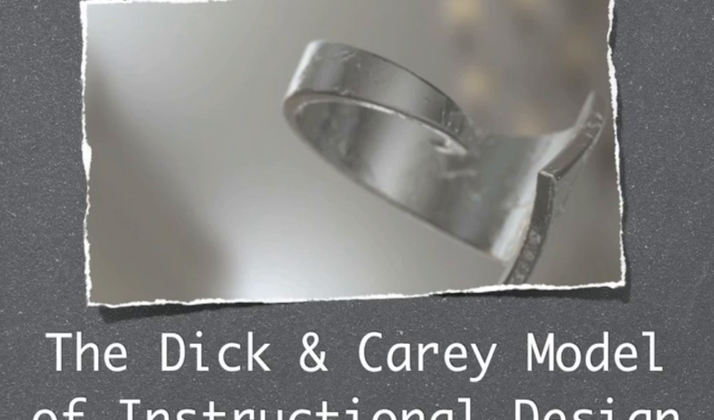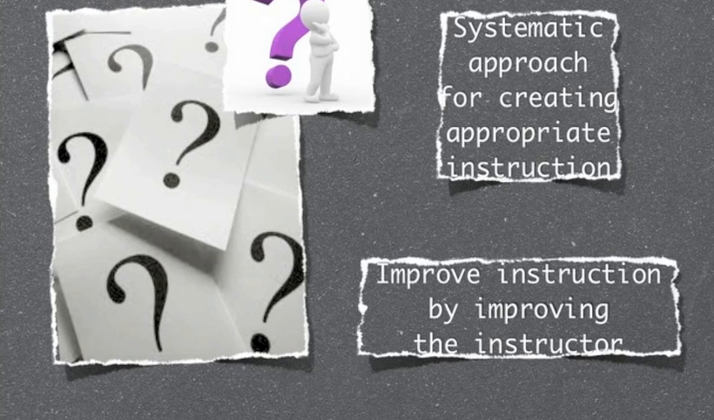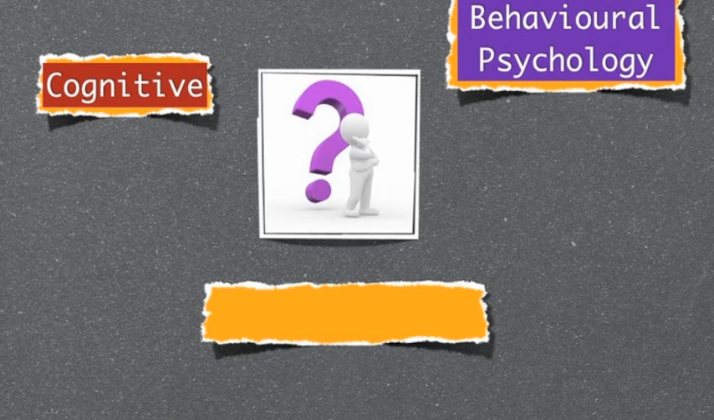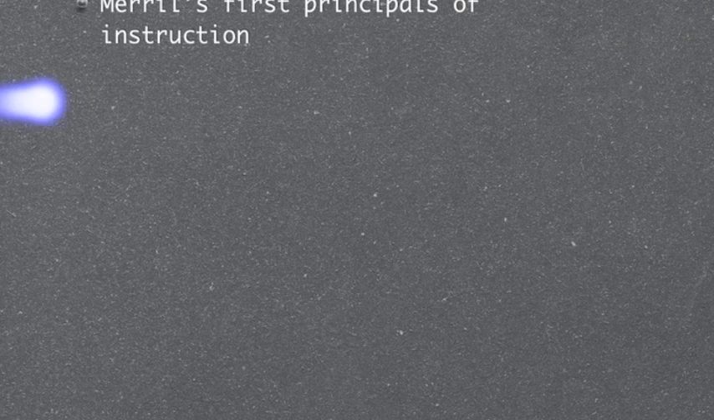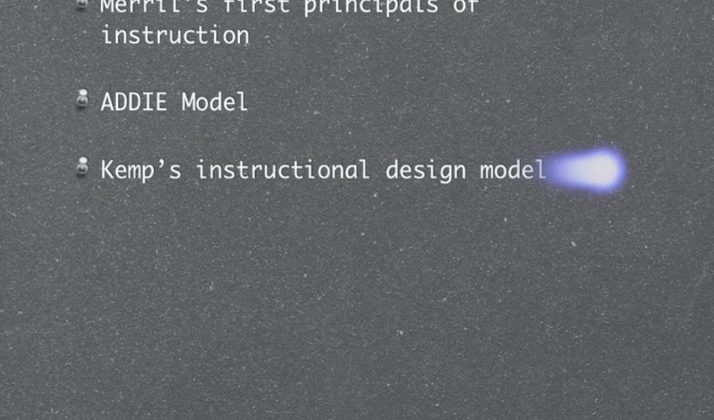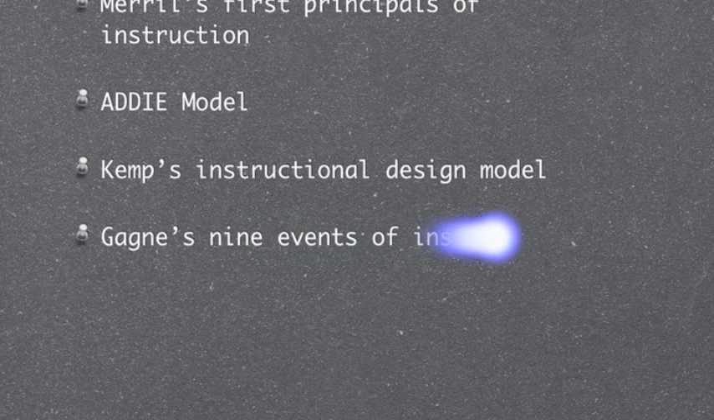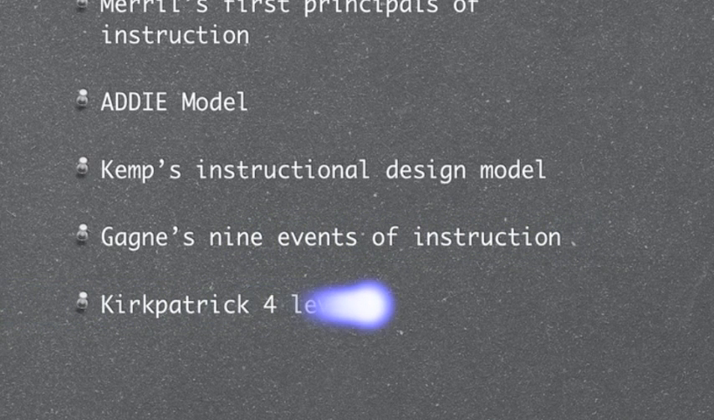Instructional design is a systematic process for creating appropriate instruction with the main goal of improving instruction by improving the instructor. Instructional design is deeply rooted in cognitive and behavioral psychology, although recently, constructivism has influenced thinking in this field. There are many models of instructional design, such as Merrill's First Principles of Instruction, the ADDIE model, Kemp's Instructional Design model, Gagne's 9 Events of Instruction, and the Kirkpatrick 4 Levels of Training.